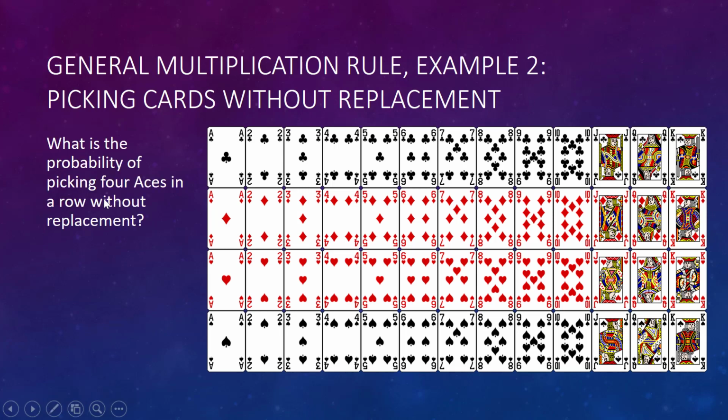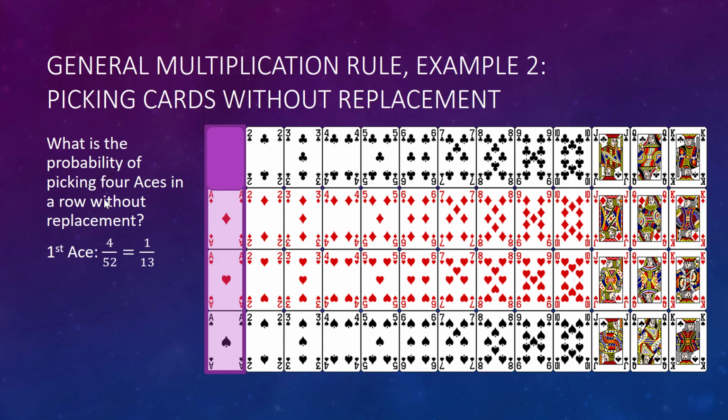Example 2. What is the probability of picking 4 aces in a row without replacement? Here you see that we have 4 aces to begin with out of a total of 52 cards in the deck. So when we begin, the probability of picking our first ace is just a simple probability. It's 4 out of 52. Now we've removed one ace from the deck. So the second ace, when we go to pick that, there are only 3 aces left to choose from, and there are only 51 cards left in the deck. So the second probability is 3/51.